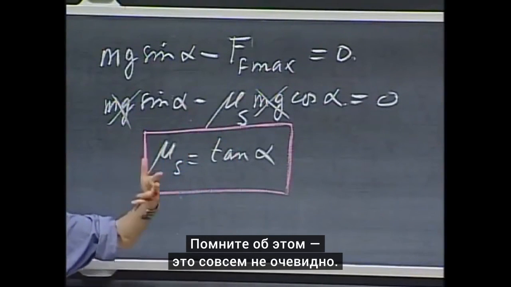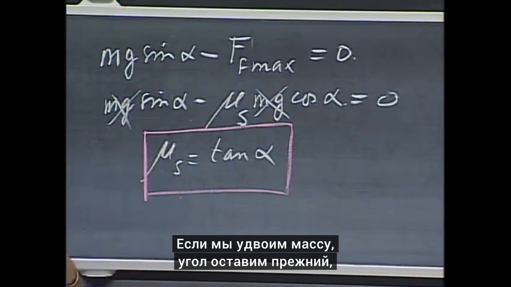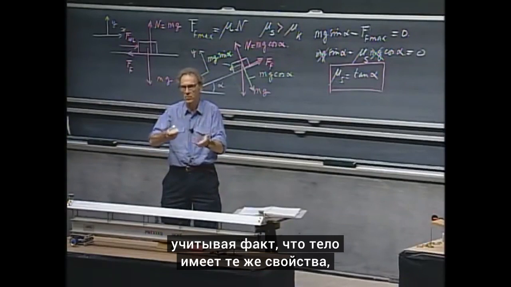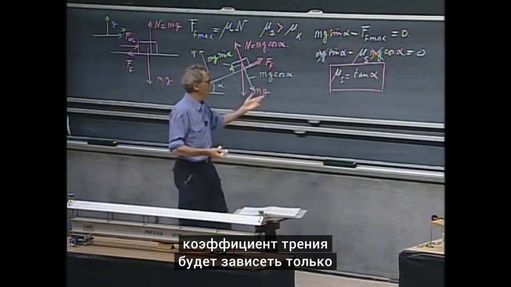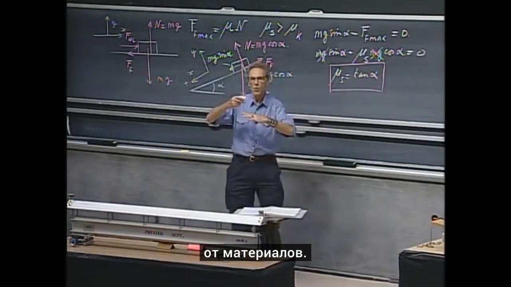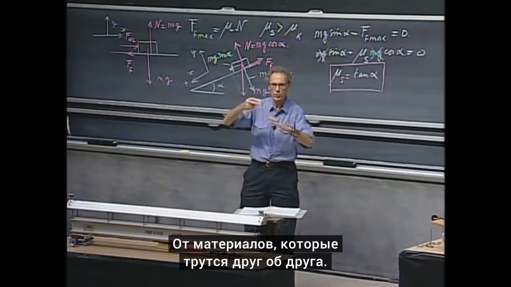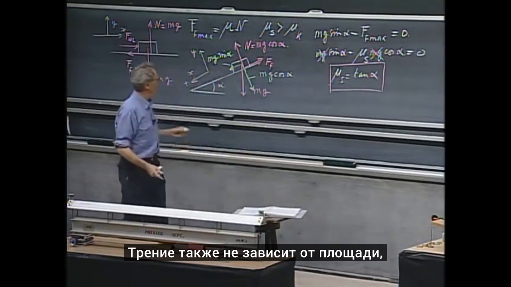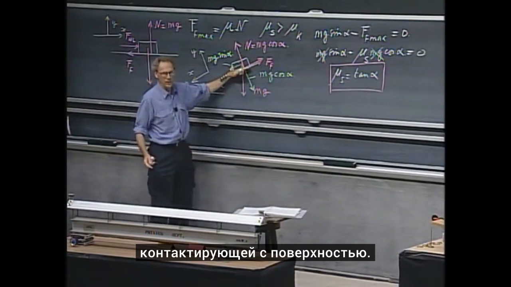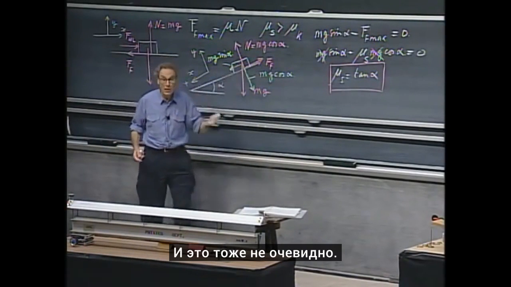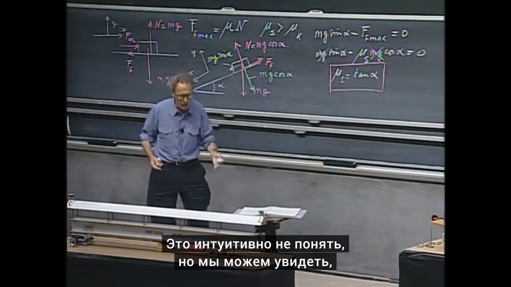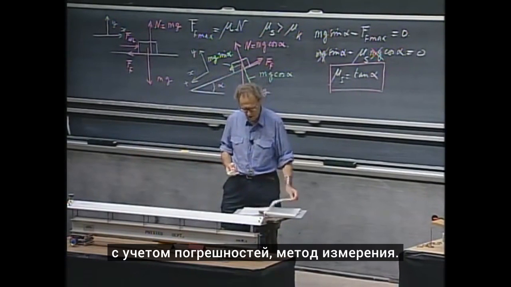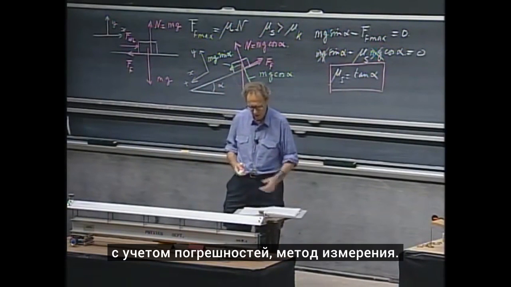Think about it. It's very non-intuitive. If you double the mass, the angle would be the same, given that you have the same kind of object. The friction coefficient only depends on the materials that are rubbing over each other. It's also independent of the surface area that is in contact with this incline, which is equally non-intuitive. But we will see that that's quite accurate within the uncertainties that we can measure it.